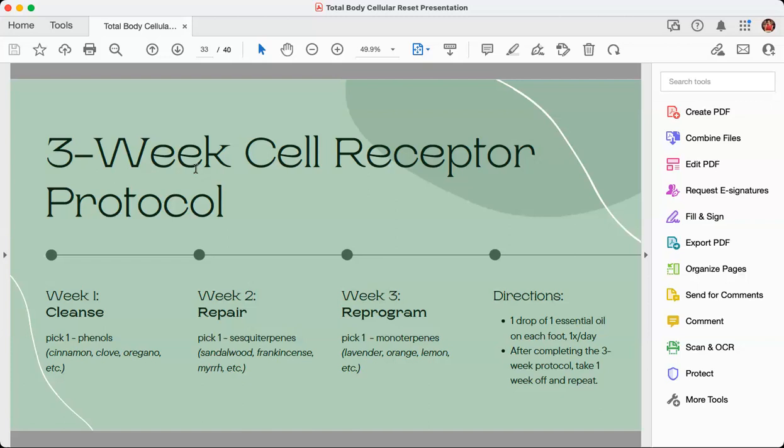But these are going to be monoterpenes. Krista, your citruses, that's where those are going to come in. So orange, lemon, lavender, not a citrus, but these are your monoterpenes. Again, you just pick one, whatever one's your favorite.